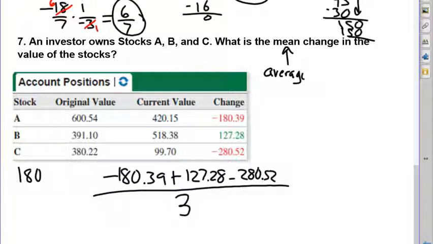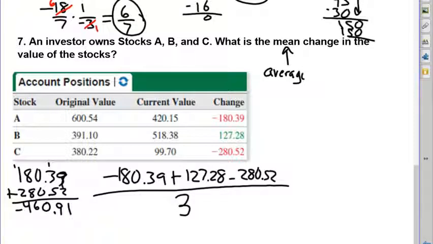So the total lost, 180.39 plus 280.52. 9 plus 2 makes 11. Carry the 1. 1 plus 3 plus 5 is 9. Keep that decimal in place. 0 plus 0. 8 plus 8 is 16. And then finally 1 and 2 is 4. So in total, we've lost negative 460.91.